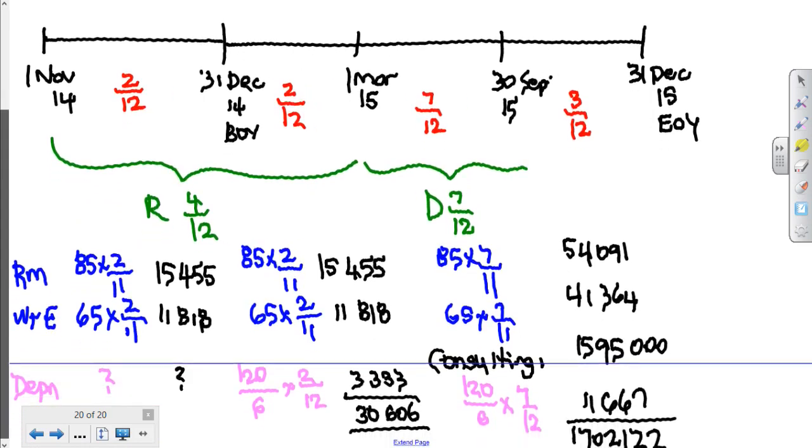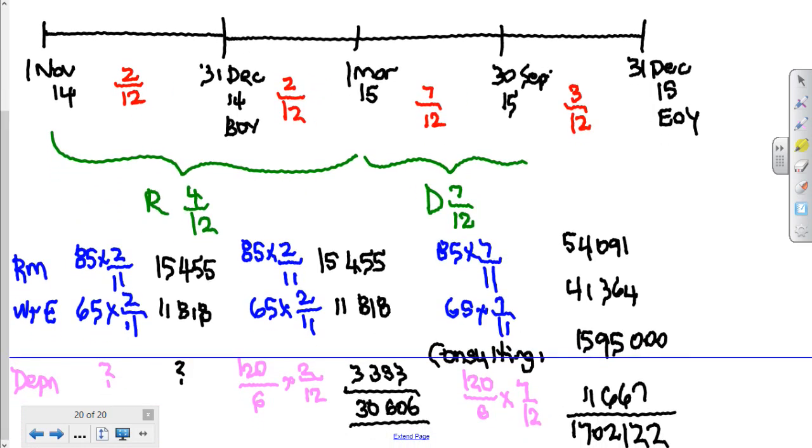All right, let's have a look quickly. It should have looked something like this. 2 months of research up to beginning of year, 2 months of research in current year, 7 months development, 3 months use. Here's the apportionment. 15,455, 15,455, 54,091, 11,818, 11,818, 41,364. In this one, we were apportioning over the 11 months. The depreciation, we were then apportioning over the 12 months.